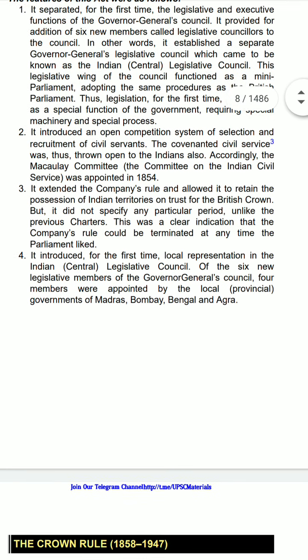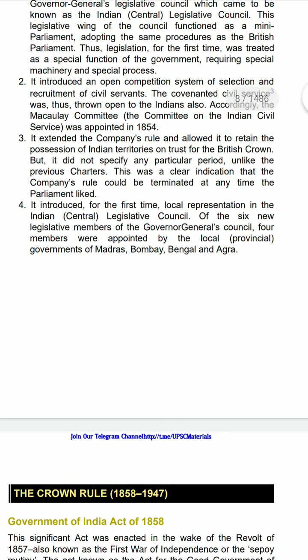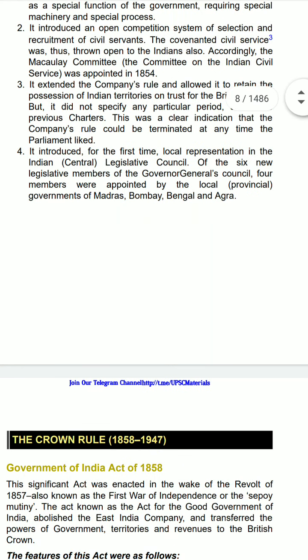It introduced an open competition system of selection and recruitment of civil servants. The covenanted civil service was thus thrown open to Indians also. According to the Macaulay Committee, the Committee on Indian Civil Service was appointed in 1854.